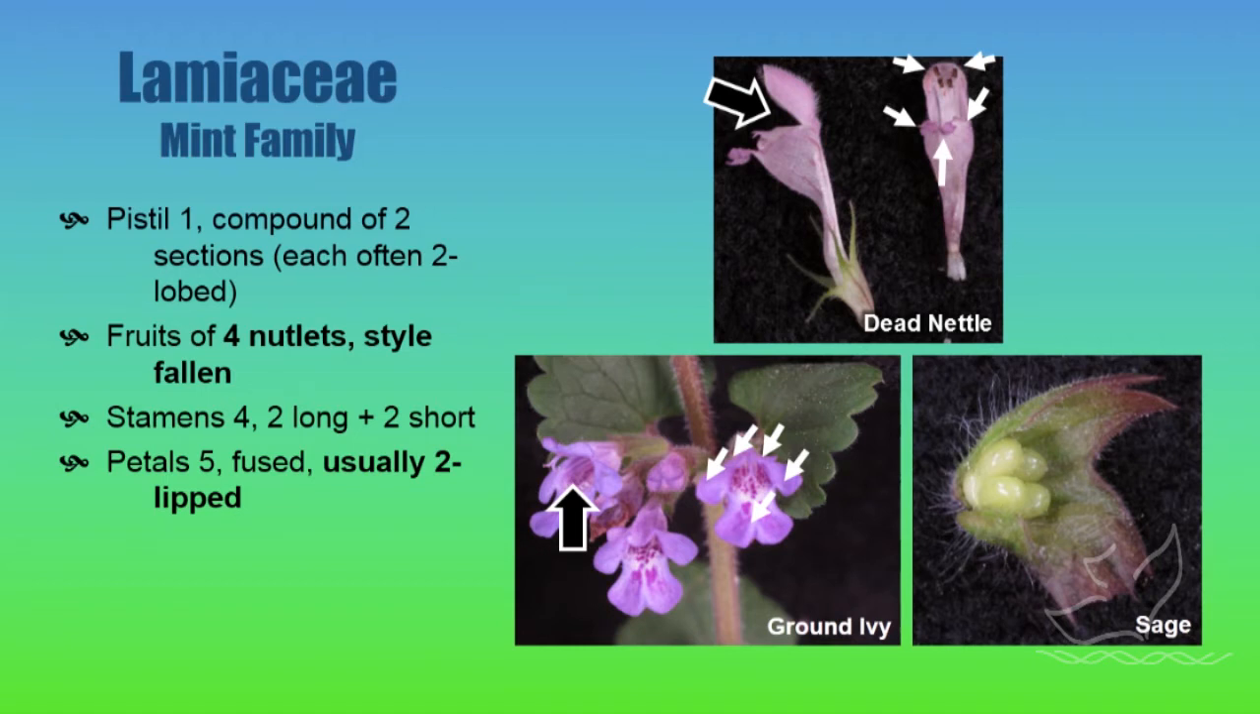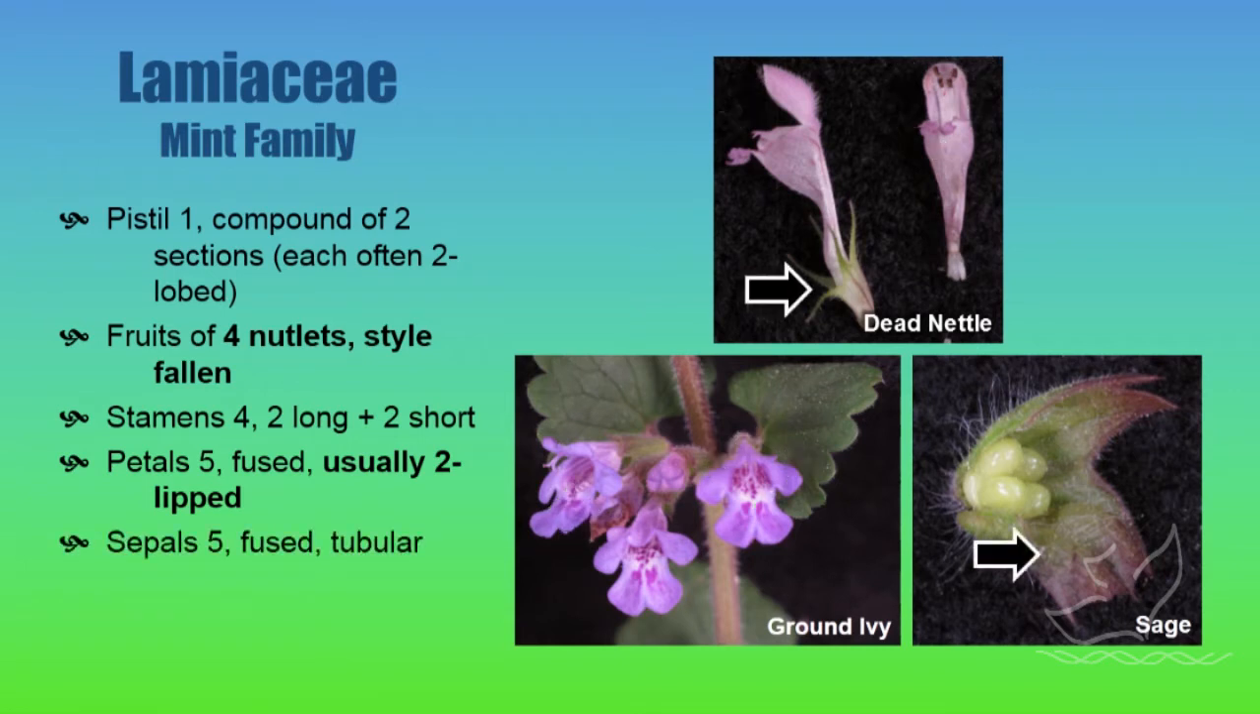Now, in this illustration of the dead nettle, the 2 upper petals are so strongly fused that you can't even really tell that there are 2 petals there. In the 3 petals below, the central lowest petal is actually lobed, so it looks like 2 petals, but it's not, it's 1 petal. So you need to keep those sorts of things straight when you're looking at the mint family. 2 fused petals at the top, 3 fused petals below to make the lower lip. Sepals are 5, and they are fused, usually forming a tubular calyx.